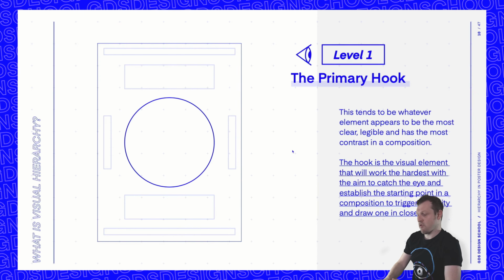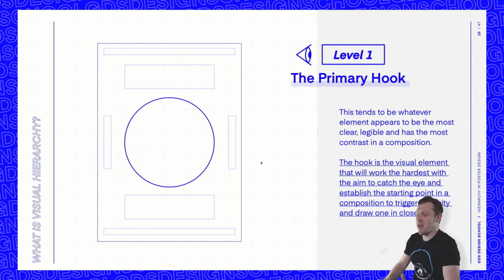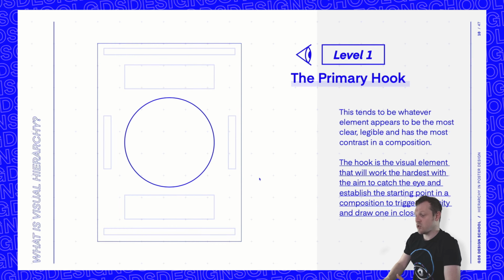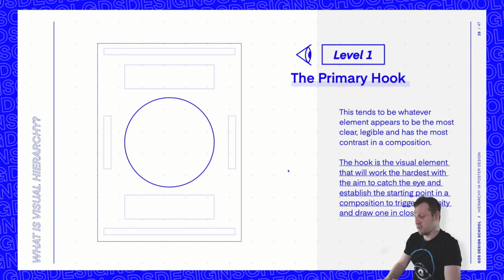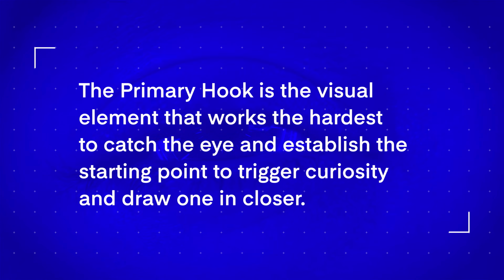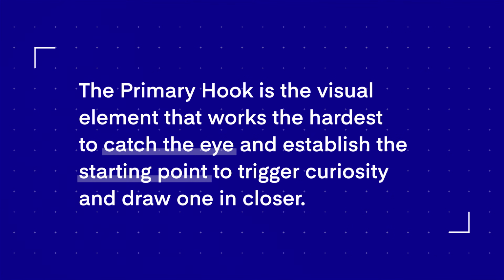The first level is the primary hook. This tends to be whatever element appears to be the most clear, legible, and has the most contrast in a composition. The primary hook is the visual element that will work the hardest with the aim to catch the eye and establish the starting point in a composition to trigger curiosity and draw one in closer.